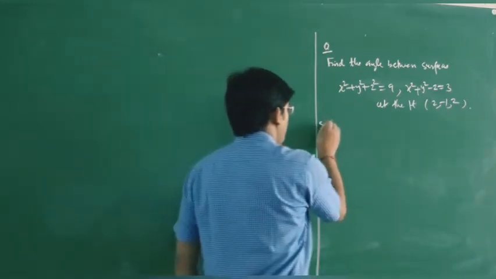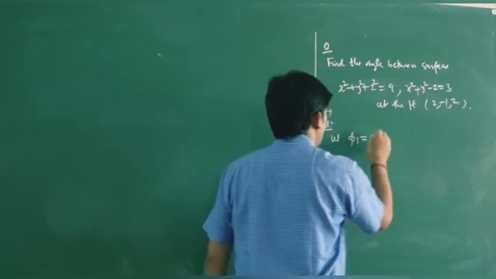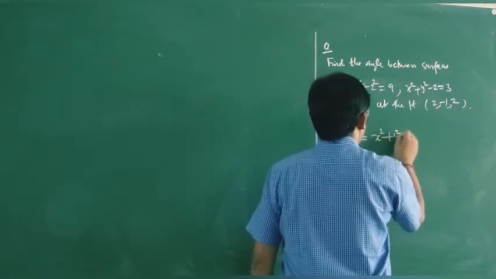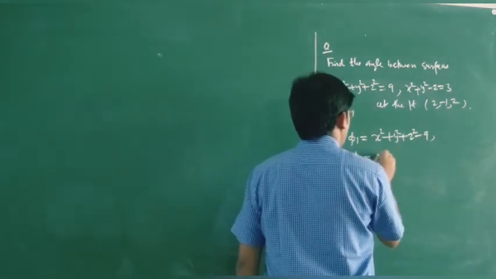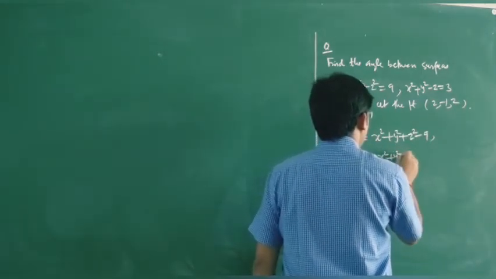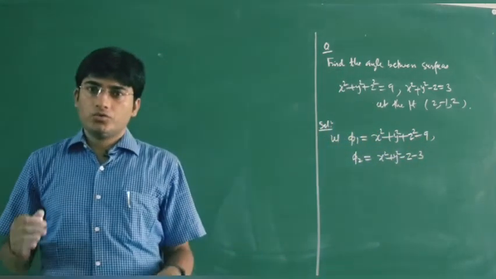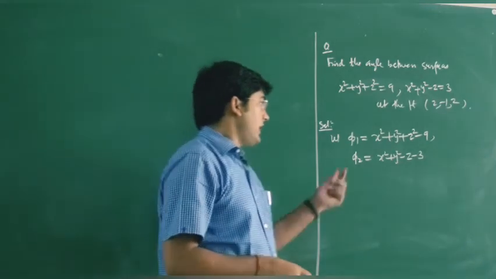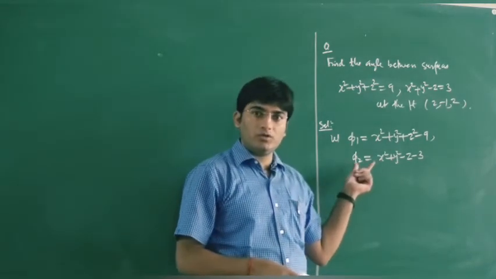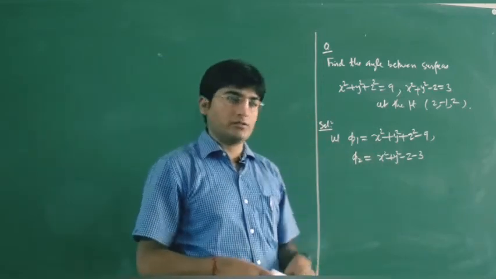So solution, let us represent the first surface as phi 1. So we have x square plus y square plus z square minus 9, and phi 2 as x square plus y square minus z minus 3. Then we know that grad phi 1 is the normal to the surface phi 1. Again, grad phi 2 will be the normal to the surface phi 2. Then we will find out the angle between two normal vectors.